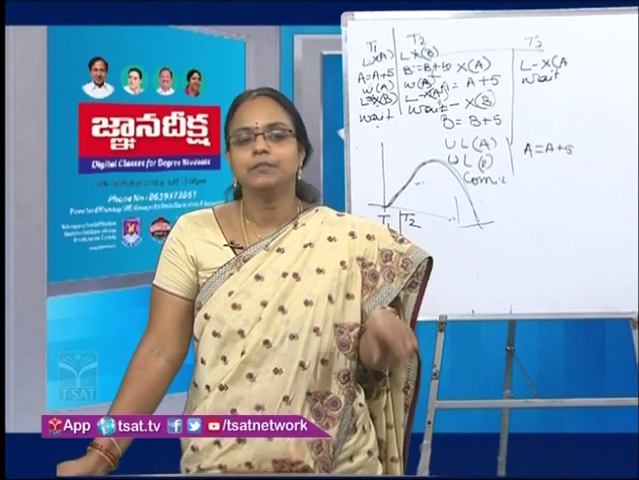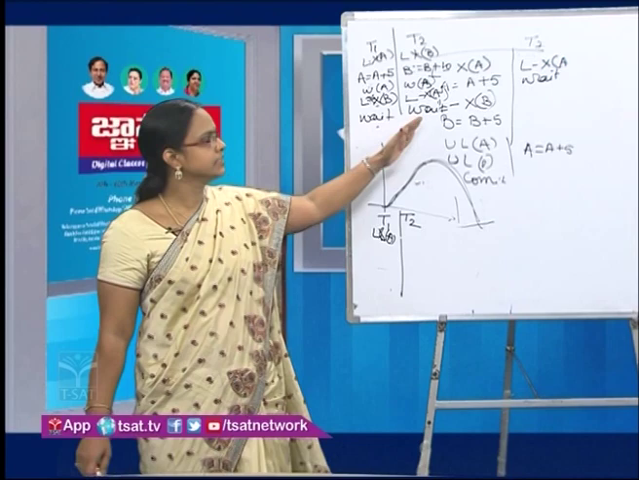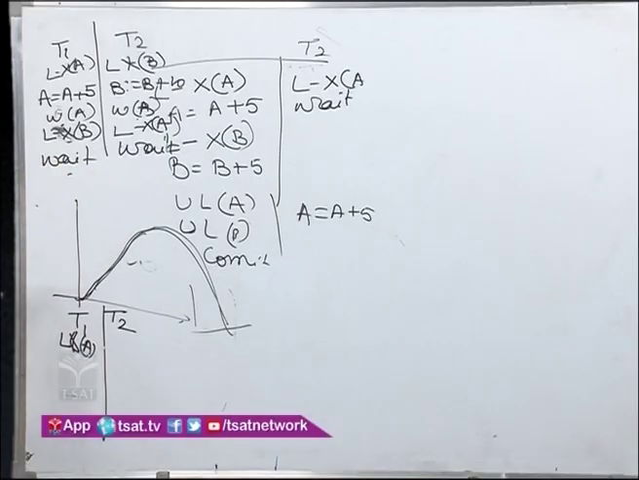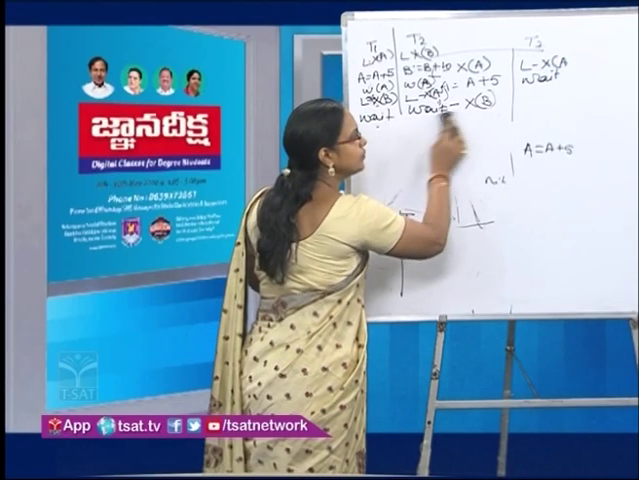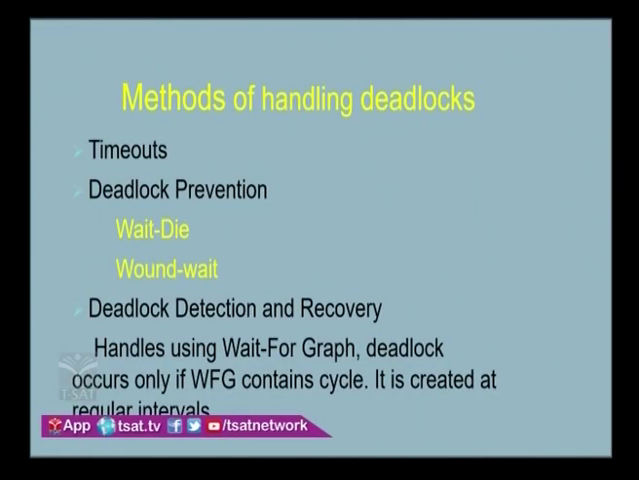Okay, so timeout is, in order to break this, see here T1 is waiting for T2. How long will T1 be waiting for T2? And how long will T2 be waiting for T1? This should not be indefinite.